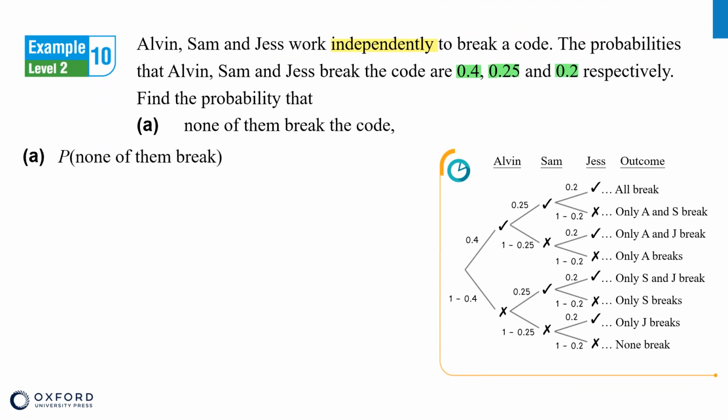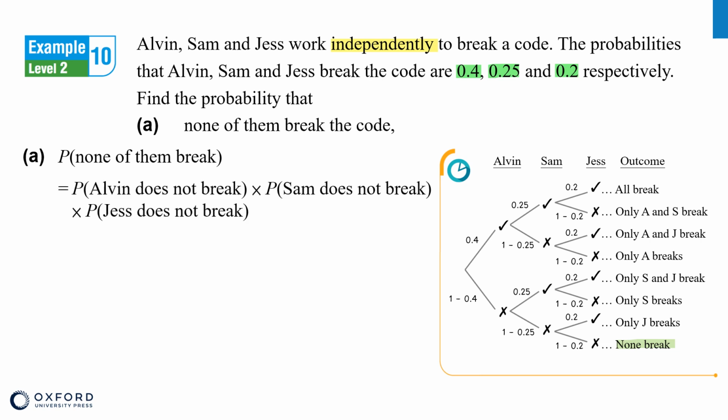Part A. We need to find the probability that none of them break the code. So we are looking at this outcome. Since the events of them working on the code are independent, we can use the multiplication law of probability to find the answer, which is equal to the product of the probabilities of all events. In this case, it's the probabilities of all 3 of them not breaking the code. So the required probability will be 1 minus 0.4 times 1 minus 0.25 times 1 minus 0.2. And the answer is 0.36.